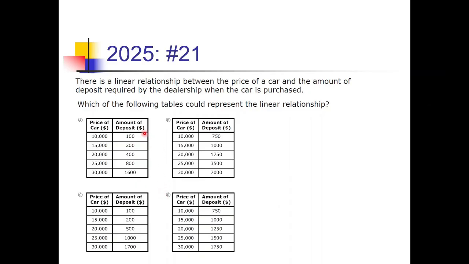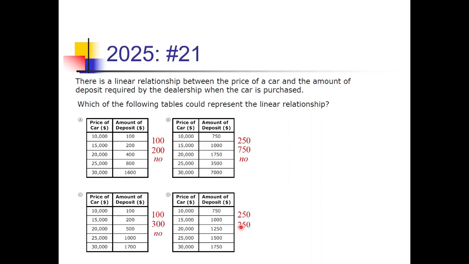For table A, getting from 100 to 200, that's a first difference of 100. But then from 200 to 400 is a jump of 200, so that's a no. That can't be linear if that difference is going up. For table B, 750 to 1,000 is 250. 1,000 to 750 is 750. That is too big of a jump as well, so that can't be linear. And then this next one, we've got 100 to 200 is 100. 200 to 500 is a 300 difference. Too big, so nope.